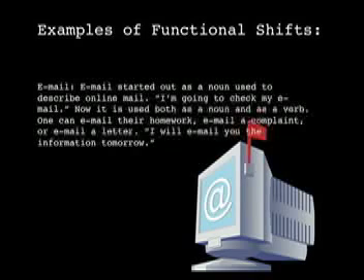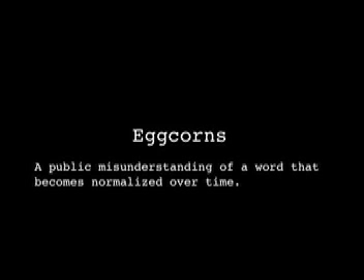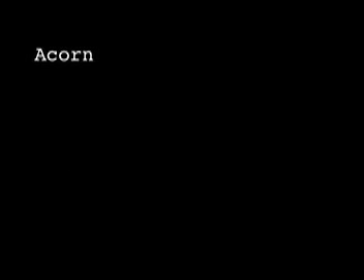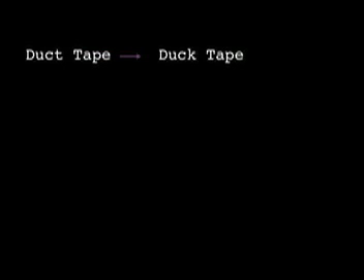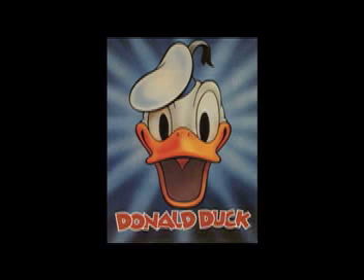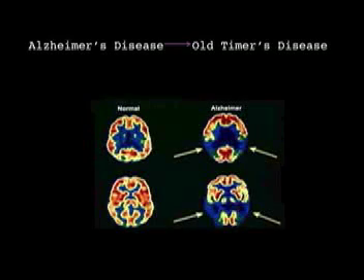A less common, yet no less fun word formation process is the eggcorn. An eggcorn is a public misunderstanding of a word that becomes normalized over time. For example, the word acorn itself was originally pronounced differently, but was mispronounced so often that we now call this process of word misunderstanding an eggcorn. Another example of an eggcorn is duck tape for duct tape, which is very commonly mispronounced that way. Yes, that's right, as in the bird. Alzheimer's disease is often mispronounced as old-timers disease. Yes, it does usually affect those in their later years, but this is still incorrect.